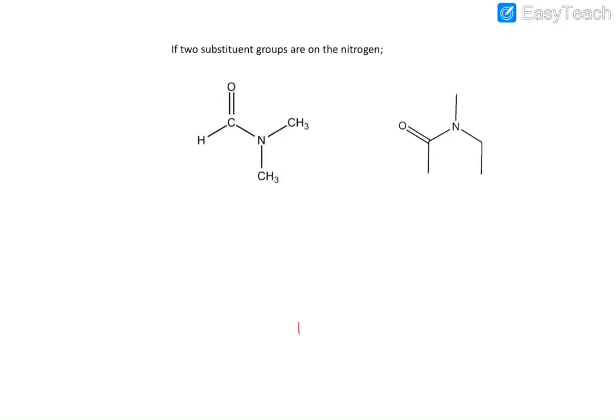So here it's 1 carbon, so this is methanamide. And on the nitrogen you have 2 methyl groups. So the 2 methyl are on the nitrogen, so N,N-dimethyl methanamide.